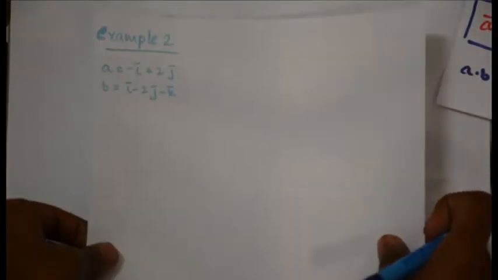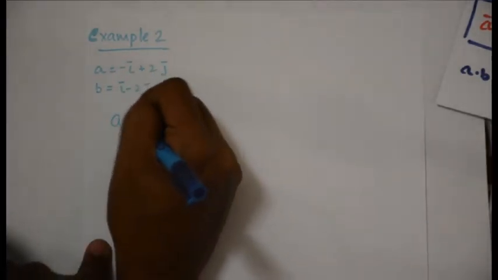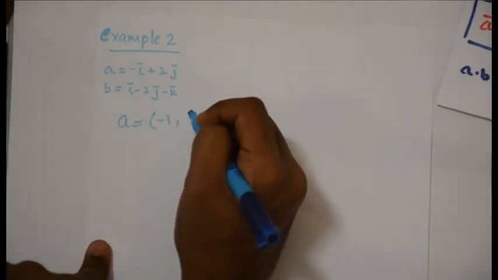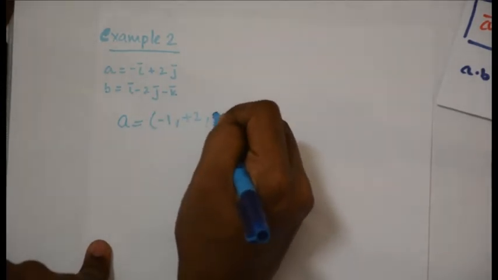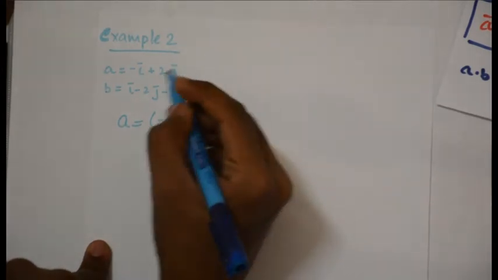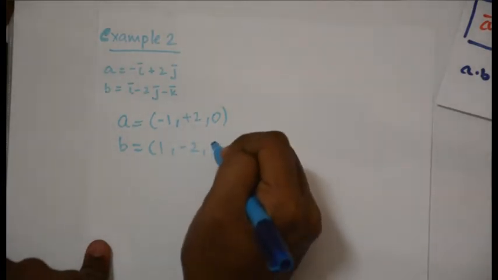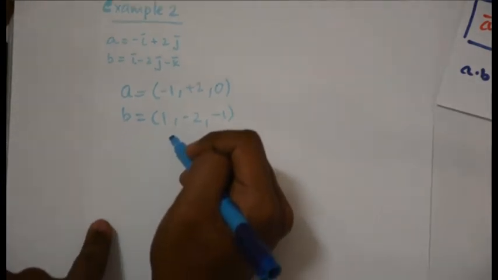Now we move on to the next example. Here we have two vectors a and b. A is minus i plus 2j. B is i minus 2j minus k. Here in these two vectors we have the unit vectors. So a is going to be minus 1, plus 2 and 0, since it doesn't have the k component. And b is going to be 1, minus 2 and minus 1.